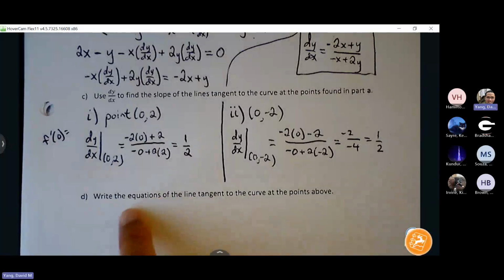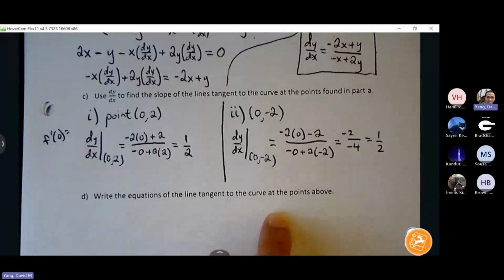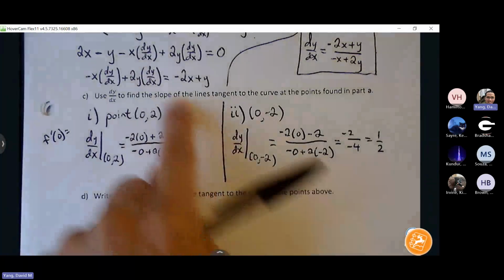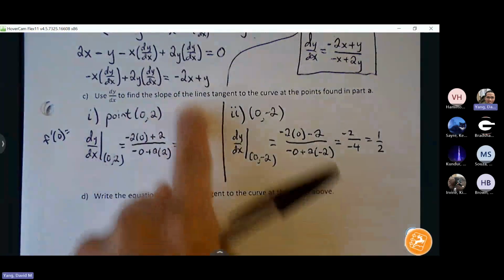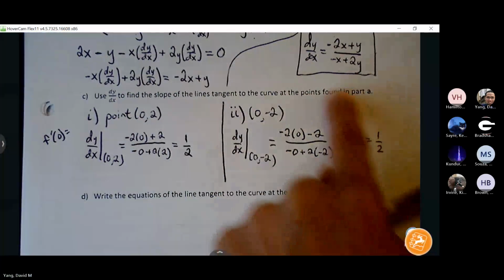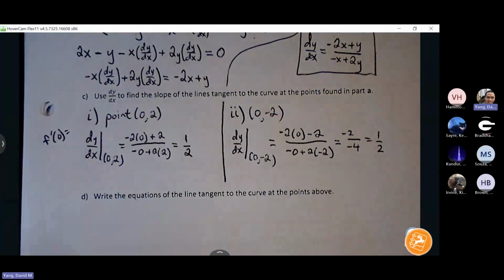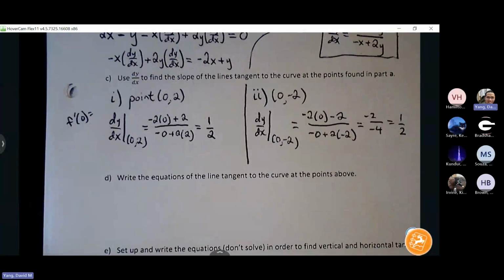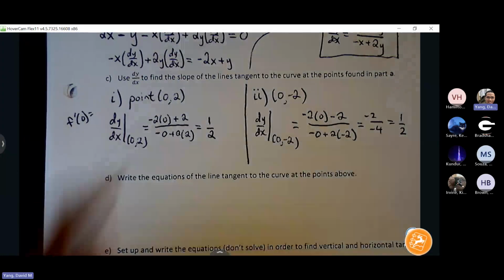So for part D, write the equations of the line tangent to the curve at the points above. I'm going to find the equation of the tangent line here, and then find the equation of a different tangent line here. Both I'm going to go through y minus y1 equals m times x minus x1. So point slope form.